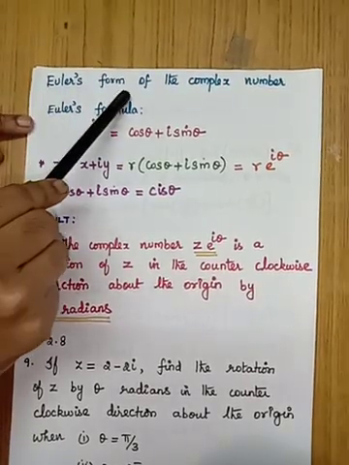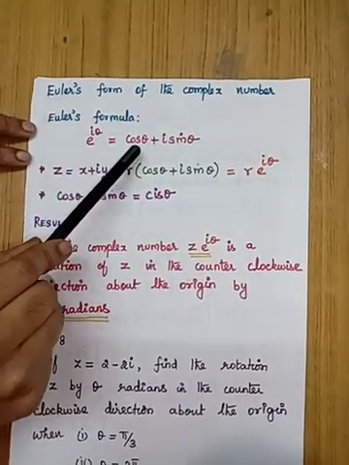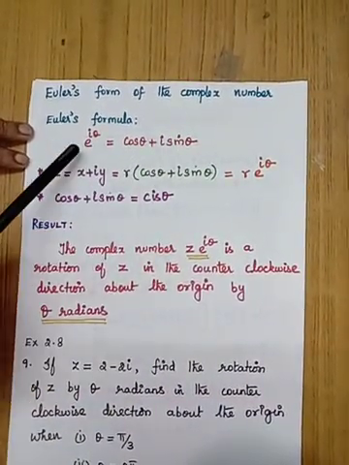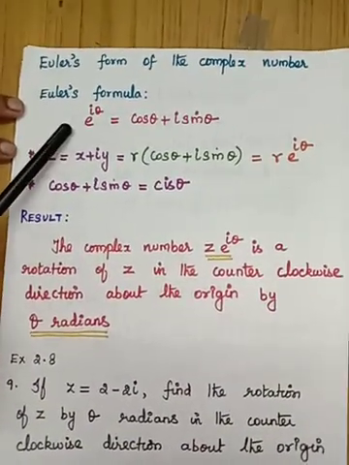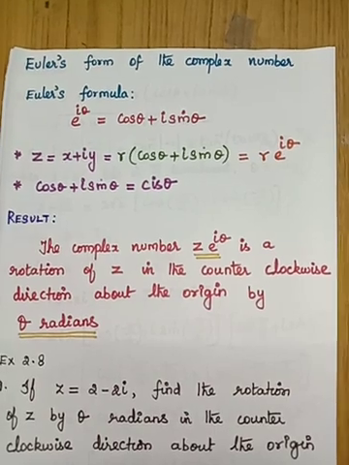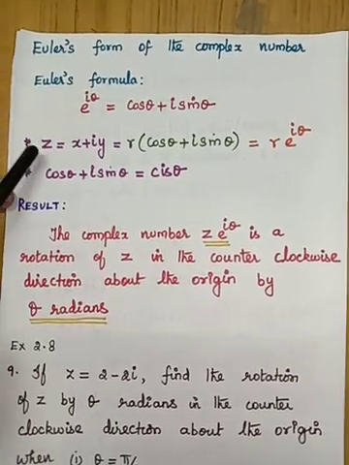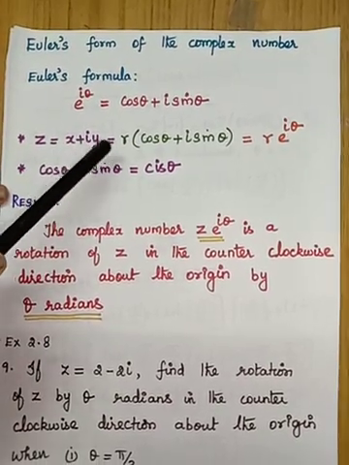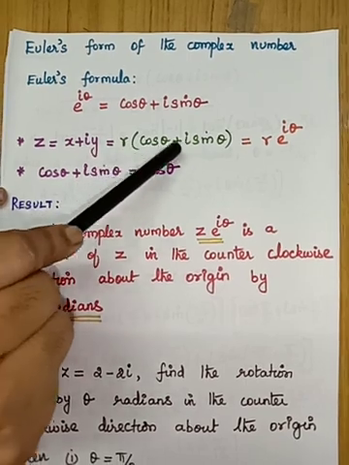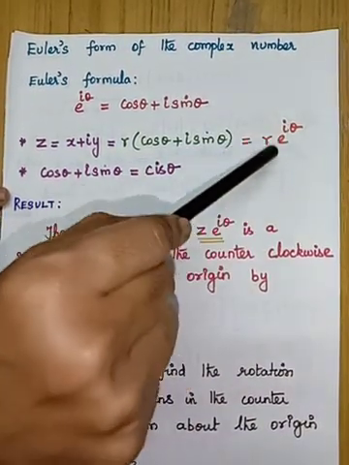Next, Euler's form of the complex number. Okay, so the Euler's formula: cos theta plus i sin theta can be written as e power i theta. That is the Euler's formula of representing the complex number. Okay, you look at this. Z, the complex number, I have denoted Z. Z is equal to x plus iy. That can be written as r into cos theta plus i sin theta. That can be written as r into e power i theta.